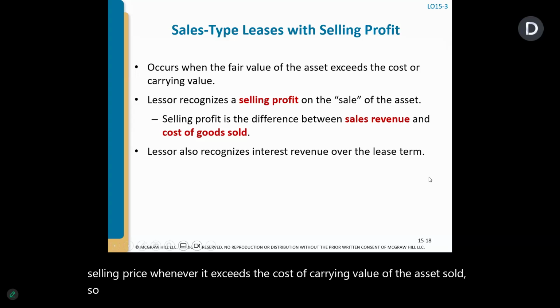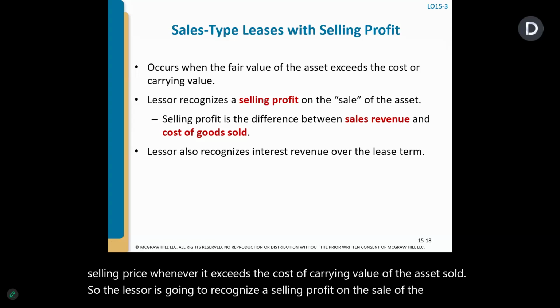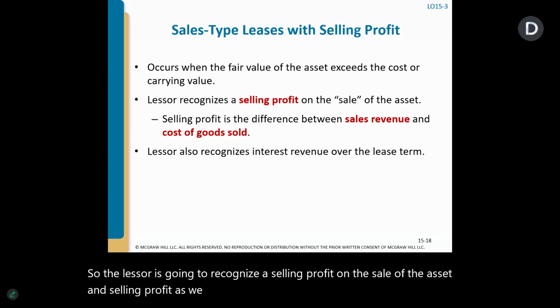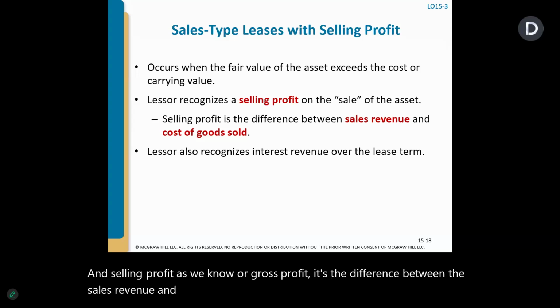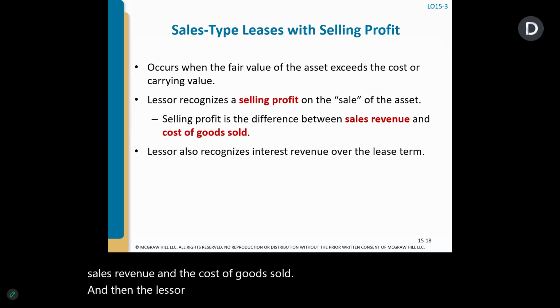So the lessor is going to recognize a selling profit on the sale of the asset. And selling profit, or gross profit, as we know, is the difference between the sales revenue and the cost of goods sold. And then the lessor also recognizes interest revenue over the lease term.